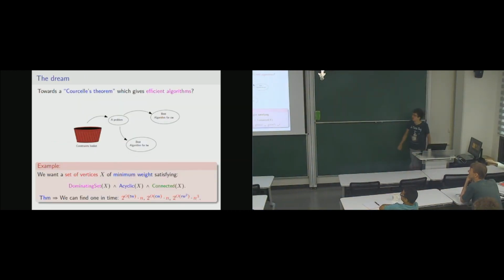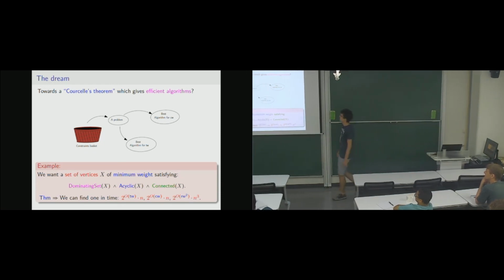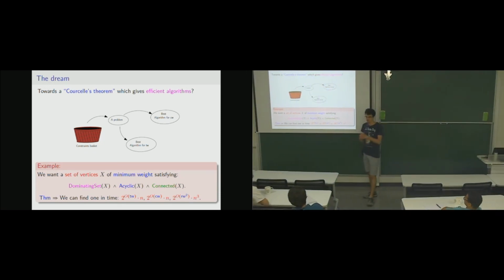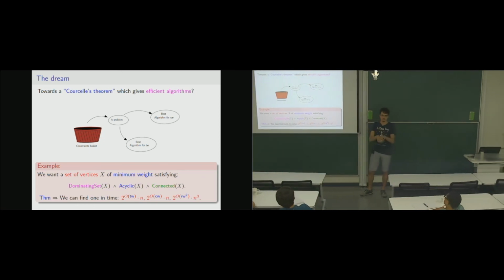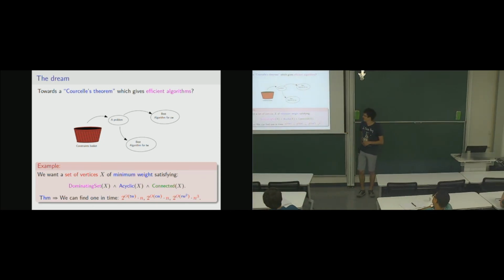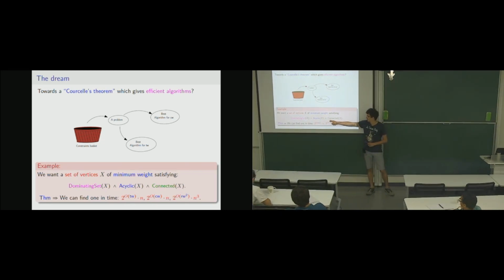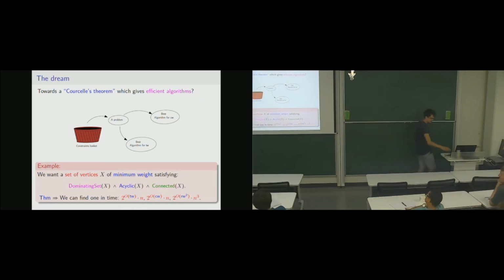The dream would be to have some logic or constraints to express problems, and to have a theorem which says: I give you a problem, and then the theorem says this is the best algorithm for these parameters. This is, for example, for dominating set acyclic and connected: if we have these constraints, then we have this. Okay, thank you.